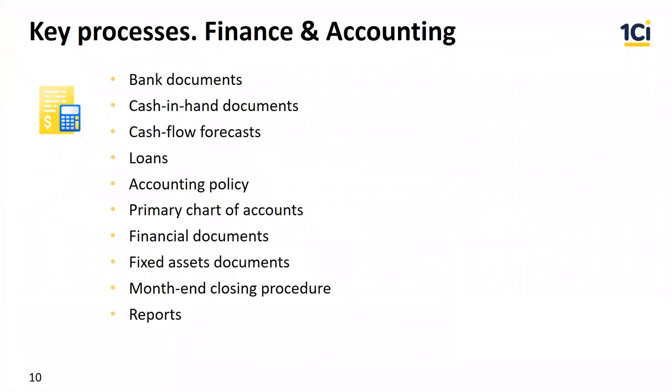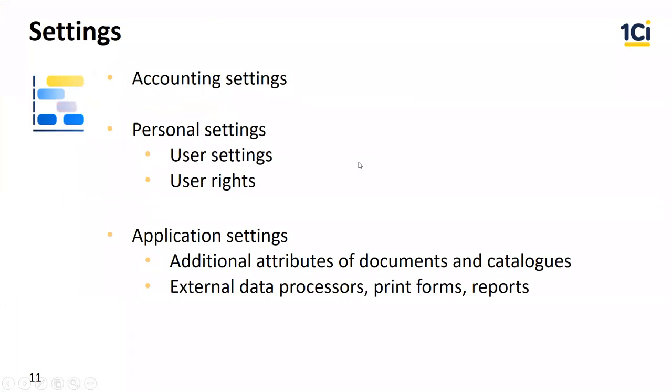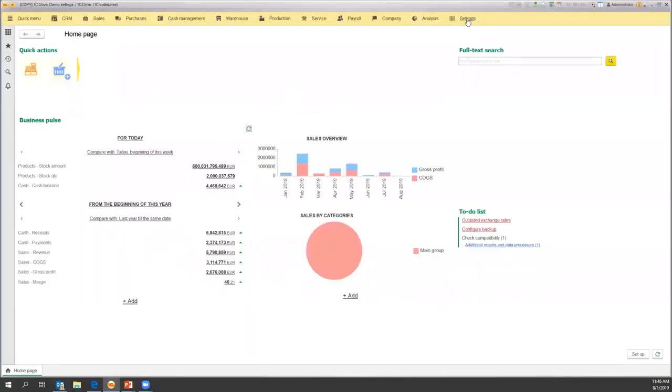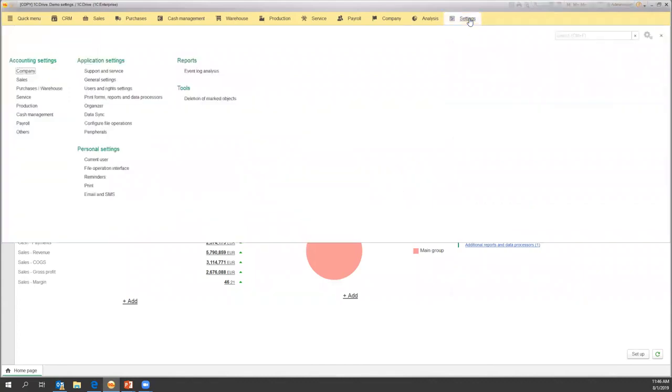So let's get back to our presentation. We've looked through finance and accounting modules, and with this we finalized the discussion of key processes, and we have only one item left in our list. Those are settings. We've seen some very convenient tools throughout our presentation, but OneStreetDrive offers us a separate settings menu. Here we see accounting settings, application settings, and personal settings. Let's have a look at those.